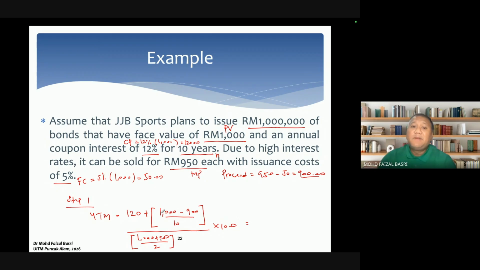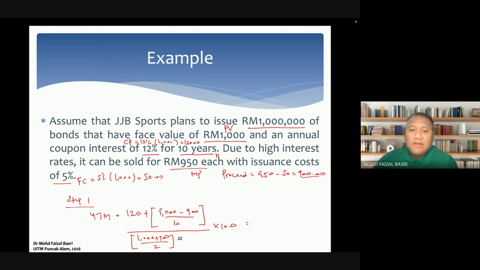And then only we cross to plus and minus. So in this case we have a bracket, so we solve the bracket first. So it's 1,000 minus 900. So it becomes 100. And then we divide it by 10. So 100 divided by 10 is 10. So it's 10. Okay, and then we plus 120. So plus 120, it becomes 130.